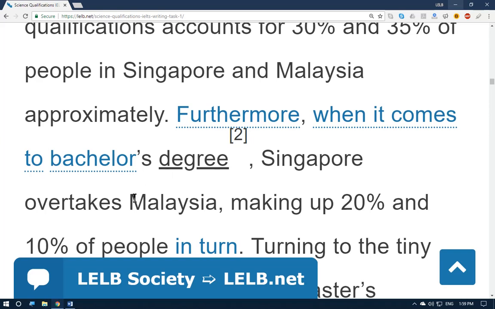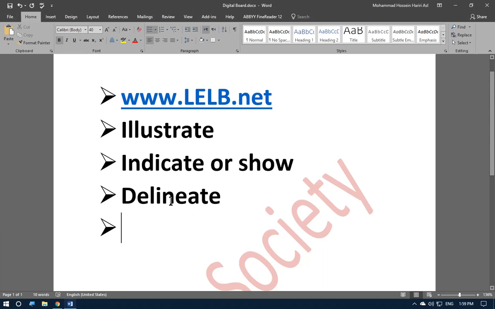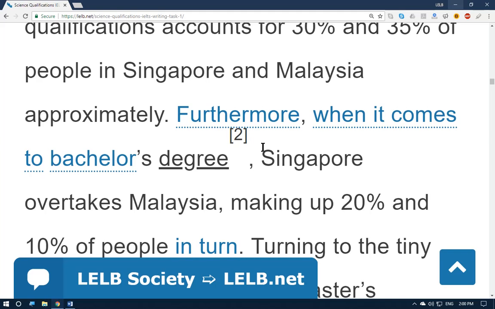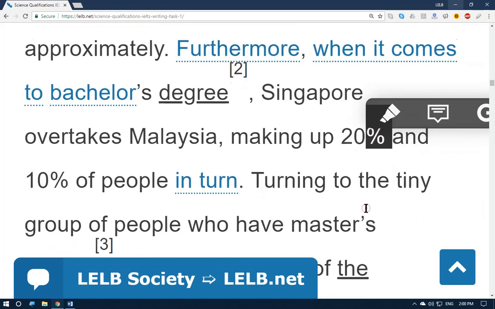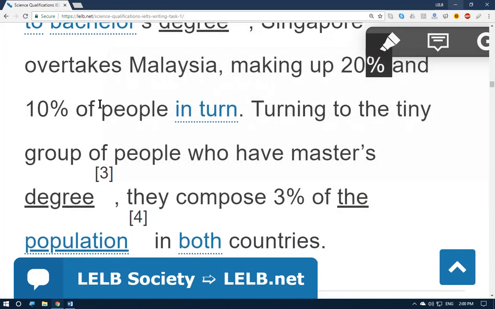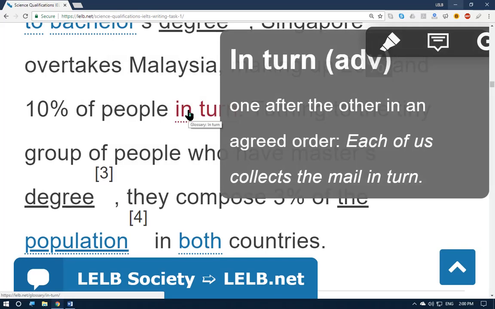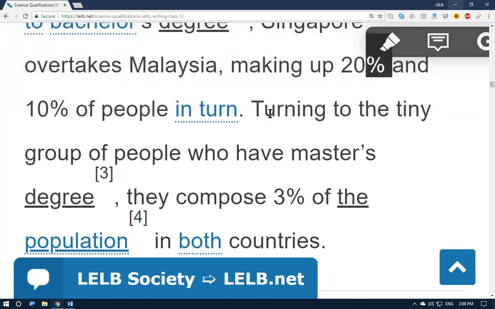Singapore overtakes Malaysia. It means it's a pioneer in comparison to Malaysia, and you could say exceed. Let me write it here. Exceed as a verb. Okay. Malaysia making up or accounting for 20% and 10% of people in turn. In turn means one after the other in an agreed order. Again, respectively, in order.